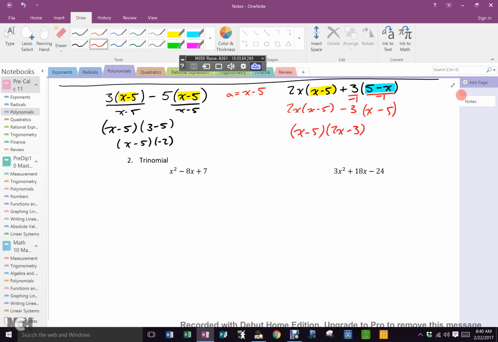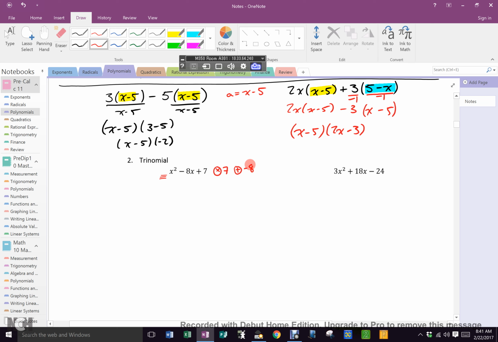Trinomials. First one, you already know how to do it. It's a reverse distribution. Now, since there is no leading coefficient, we know that when I distributed this, there's a shortcut. The shortcut is you add the two, then you multiply the two, right? So here you go backwards. You need two numbers that will multiply to 7 and add to negative 8.